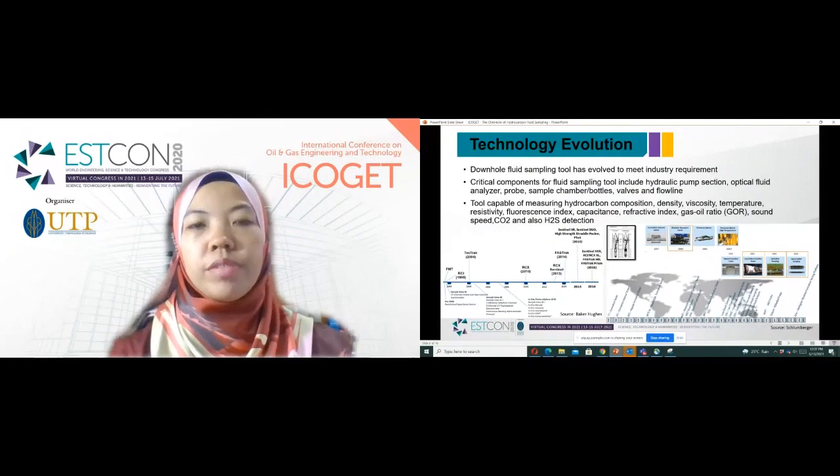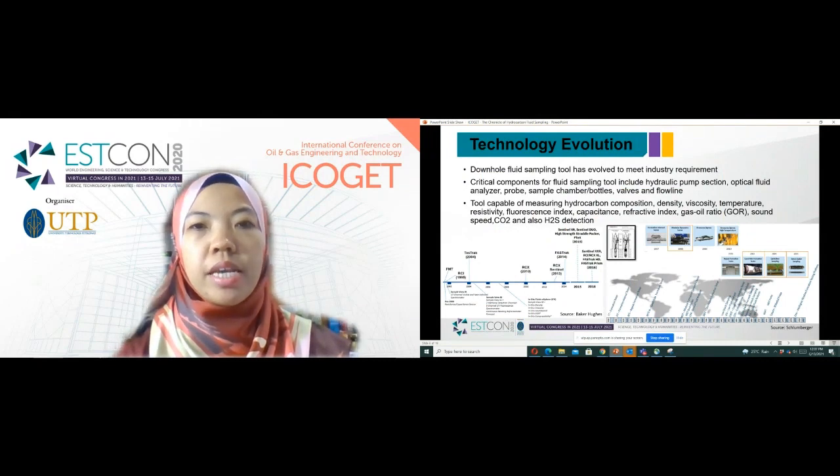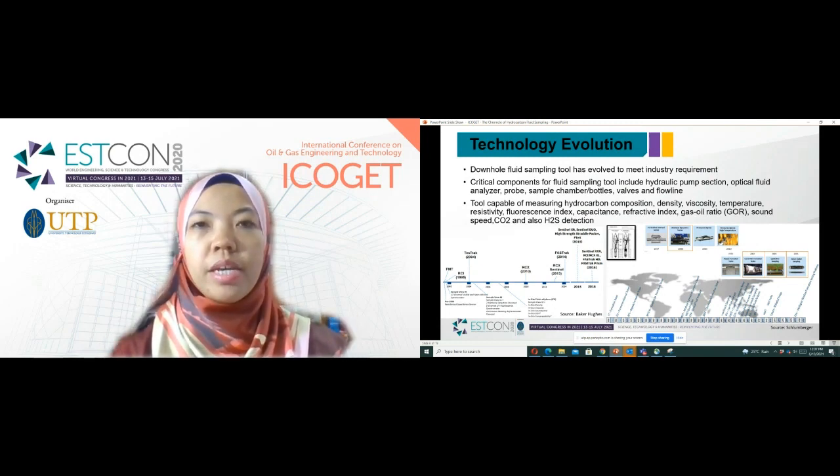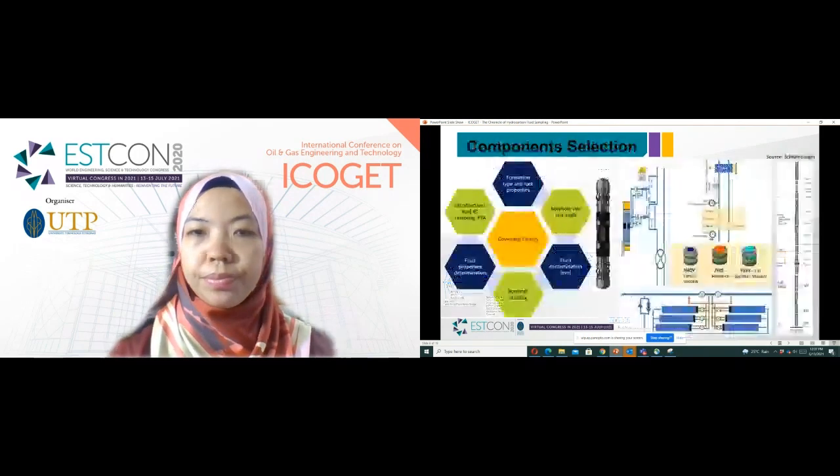Throughout the years, we have seen many changes and evolutions in the reservoir sampling downhole components. Starting from the early 50s and 60s, where the first sampling job was executed, up until now, many new technologies have been introduced to the industry. Some of the most common fluid property sensors being used in our operations today include density sensor, viscosity, gas-oil ratio or GOR, CO2 sensor, H2S, capacitance, refractive index, and also hydrocarbon fluid composition.